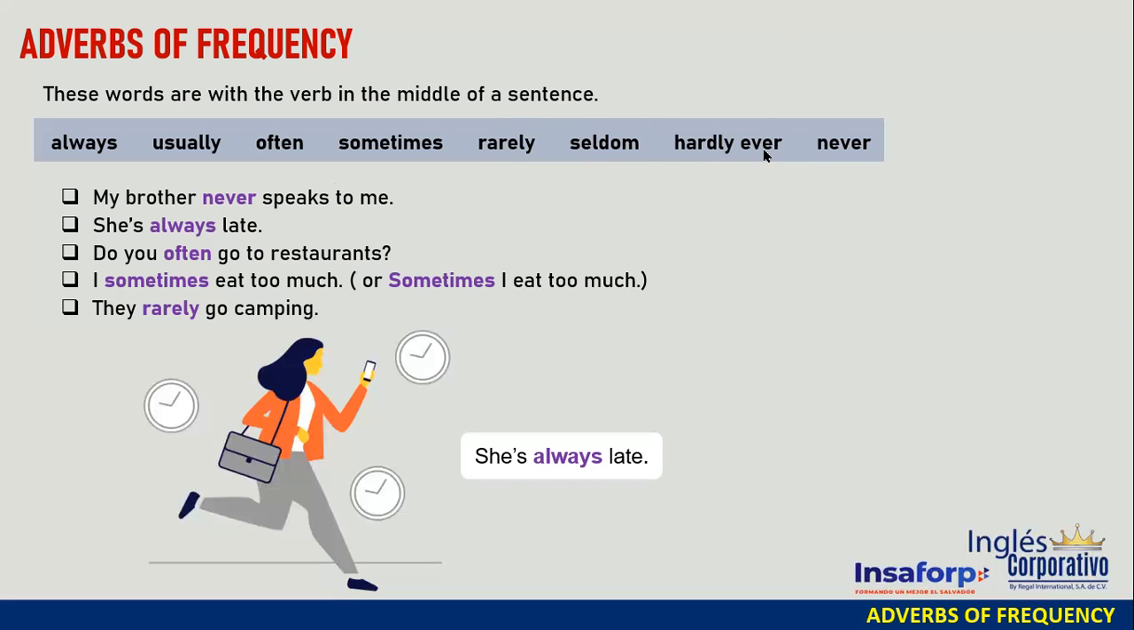Y hardly ever, que es casi nunca también. Estos tres como que son bien parecidos en significado. Any other one, guys? No? Take a look at the examples, okay? My brother never speaks to me. She's always late. Do you often go to restaurants? I sometimes eat too much food or sometimes eat too much food. They rarely go camping. Now, what happens here?